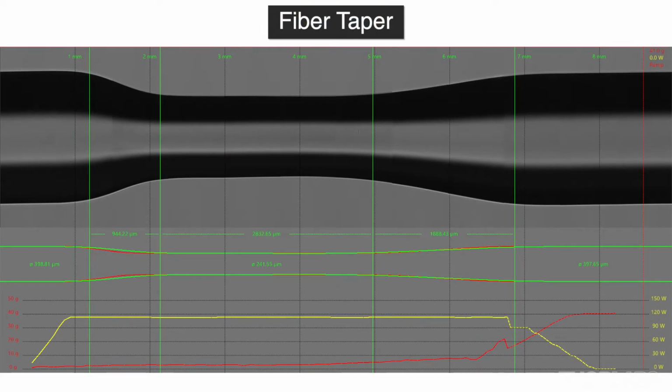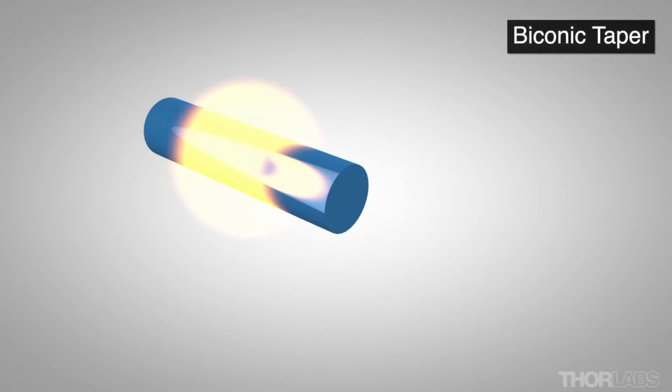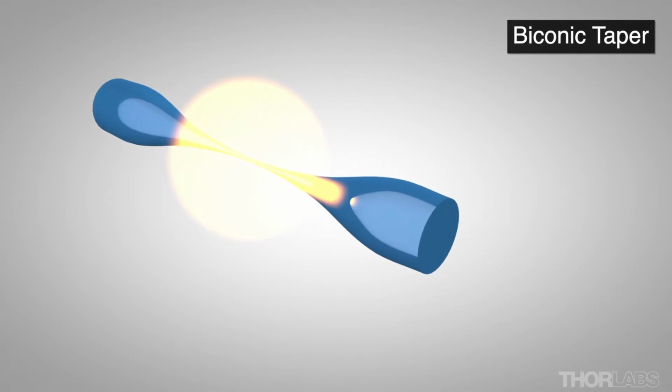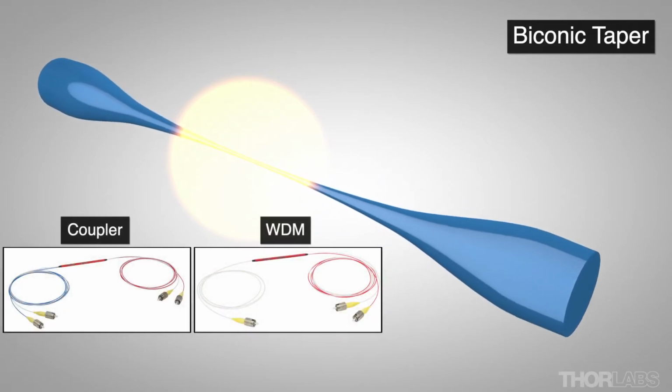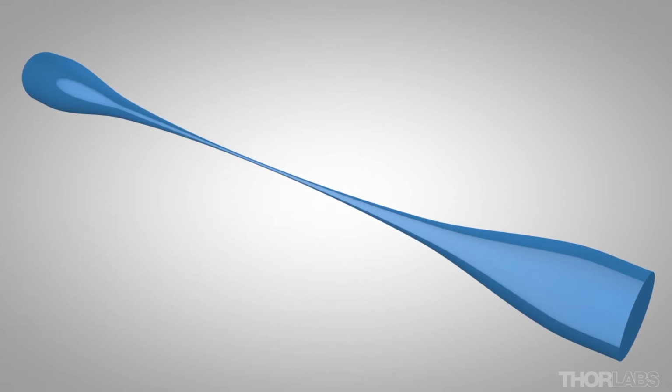Tapering is an important step in the production of many fiber components. The two most common methods for tapering are biconic tapering and draw tapering. For a biconic taper, heat is applied to the fiber and both ends are pulled. This is especially useful for making fused fiber couplers, wavelength division multiplexers, or submicron diameter tapers.